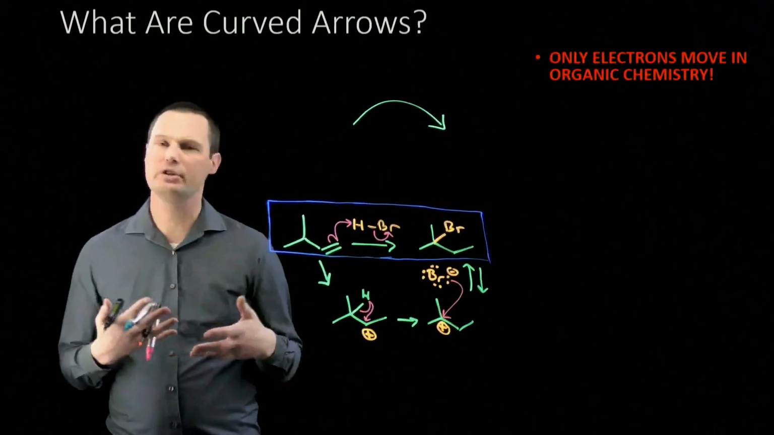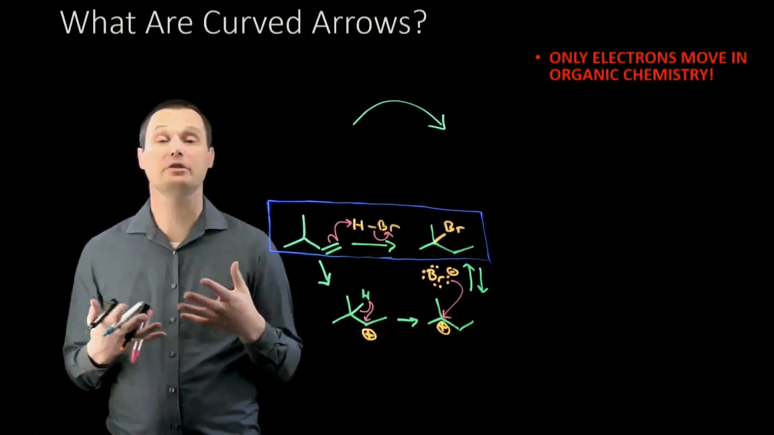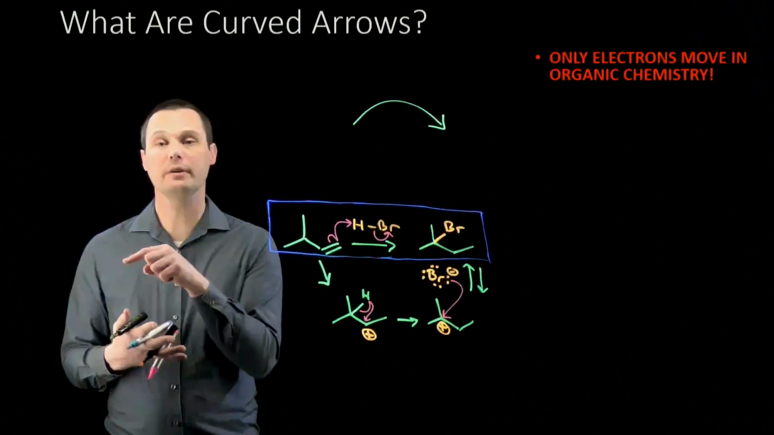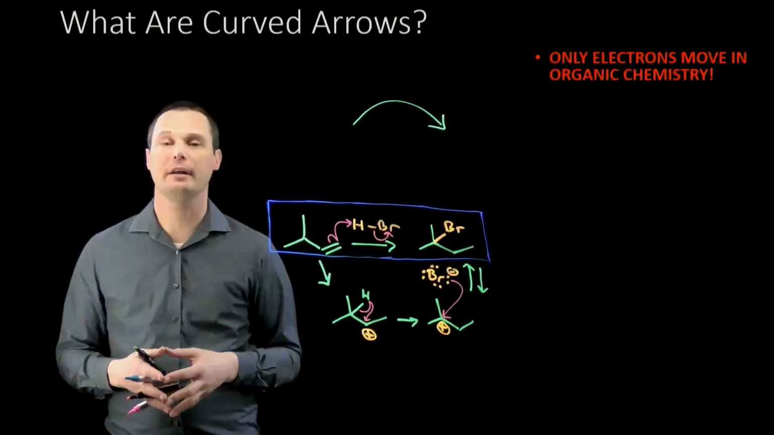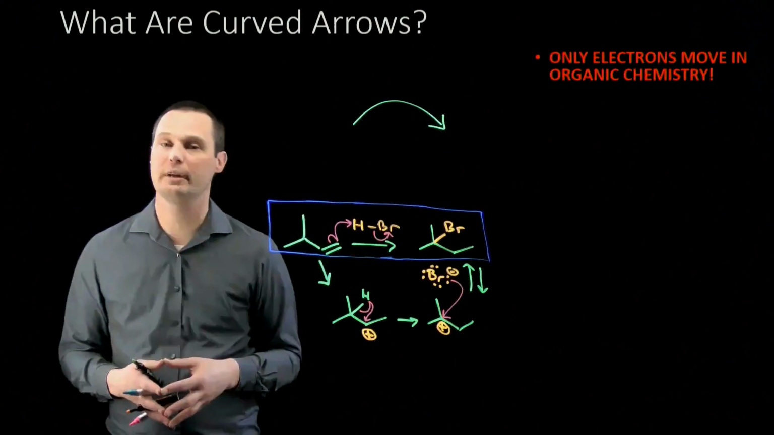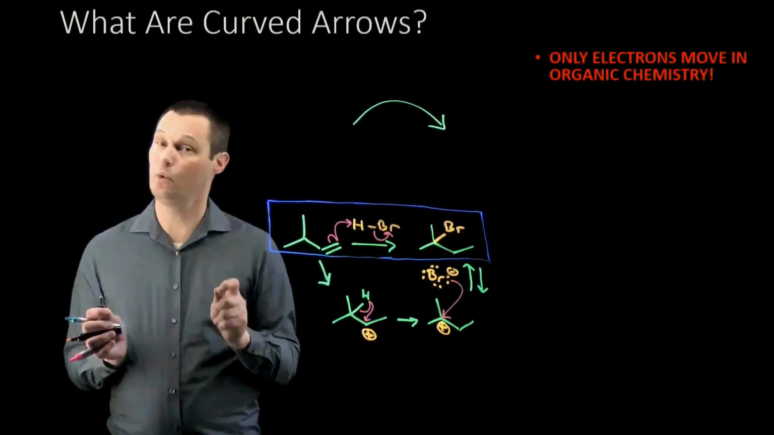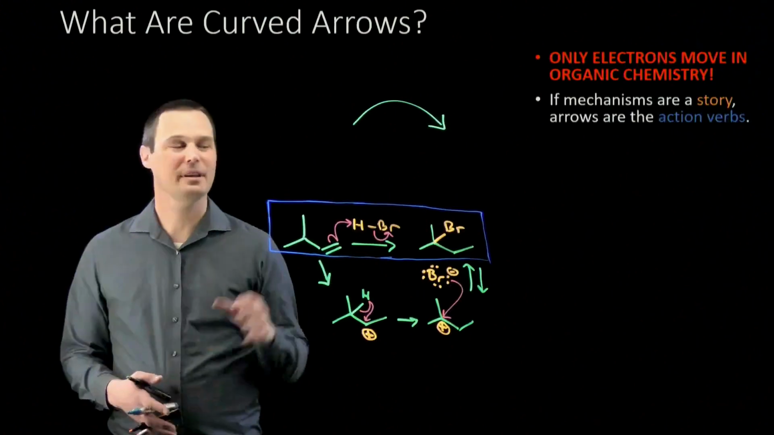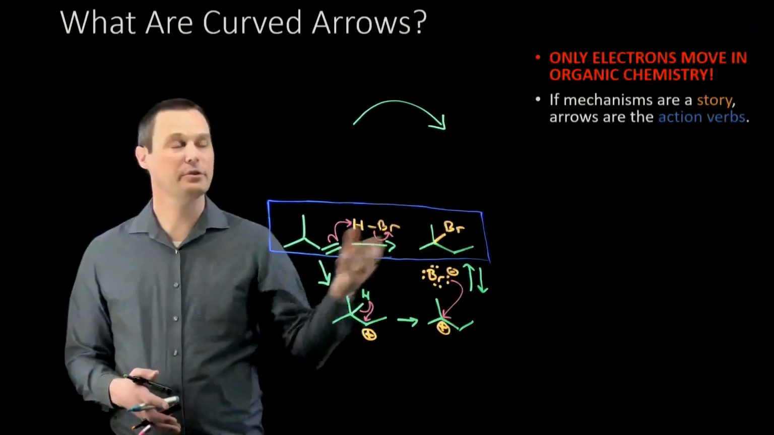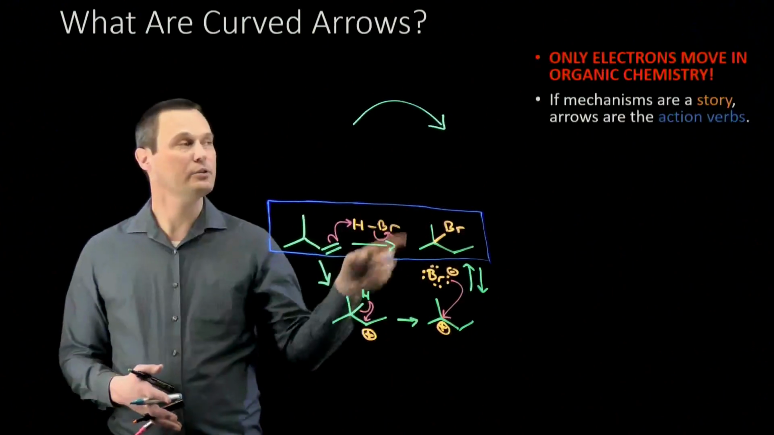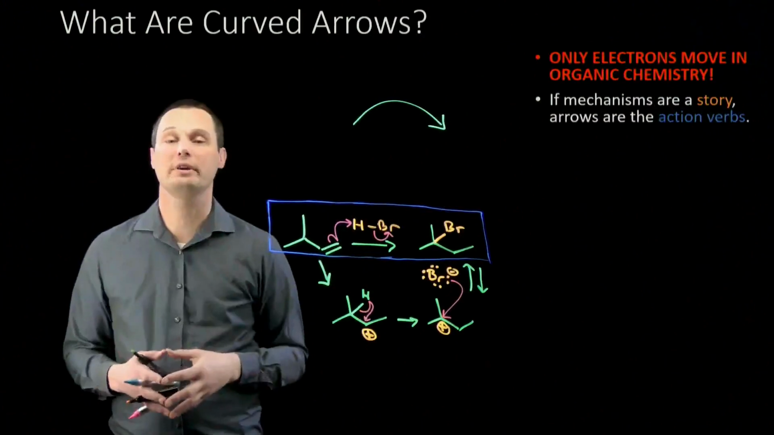Now, atoms may change places, bonds may change places, charges may change places as a result of electrons moving, but only electrons move in organic chemistry. And the curved arrow tells us how those electrons move. I have another video that I'll link to down below that goes into much more detail on how only electrons can move in organic chemistry. If the mechanism tells the story of how the starting material gets turned into products, the curved arrows are the action verbs that tell how that story takes place.